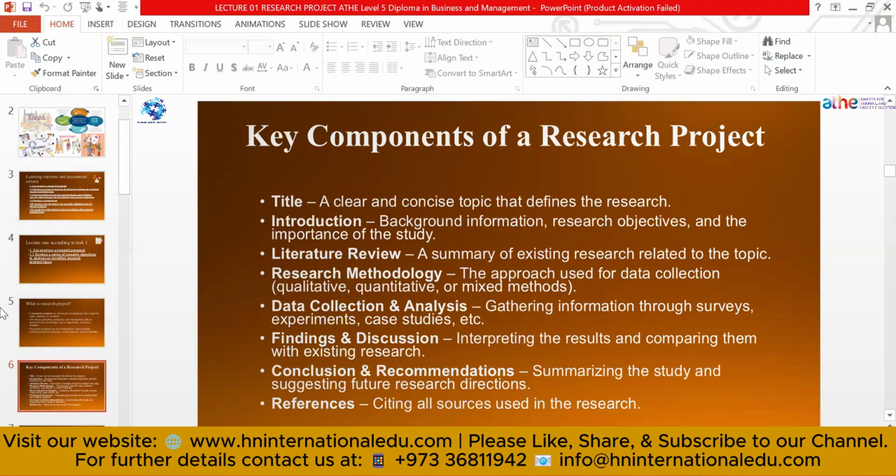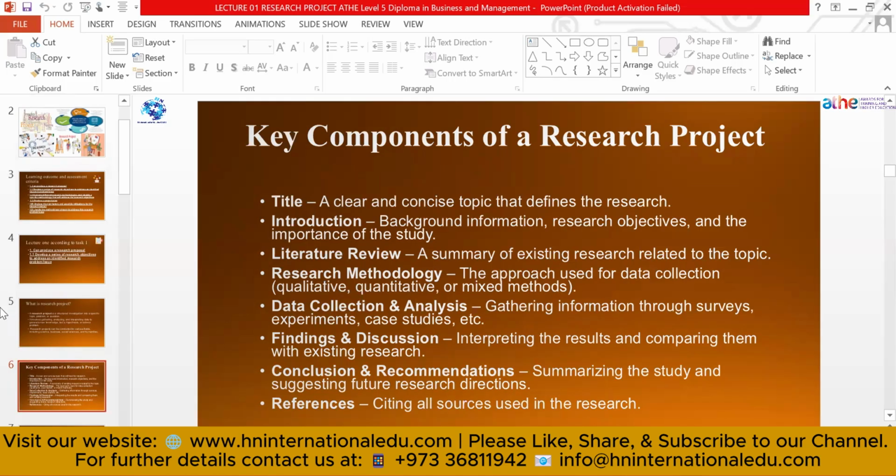Introduction: background information, research objectives, and the importance of the study. Now, this is what is in the introduction. In general, when we write an answer, I always say to go for the introduction, that's the definition, significance, and example. But in a research project, we need to go for the information in depth of the topic which we have selected. Then the maximum objectives, 5 to 7, and the significance, who will be benefited. We need to entitle that in the intro part.